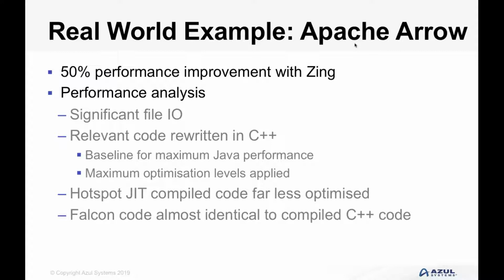What they found when they looked at the Falcon code was it was almost identical to the code that they generated from the C++ code. So rather than having to rewrite it in C++, they could just use the existing Java code and get the same level of performance. So it's a nice kind of example.